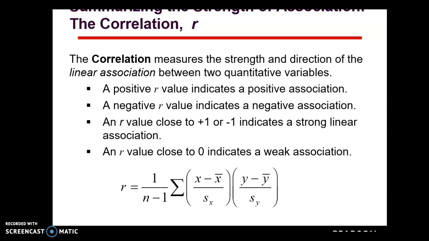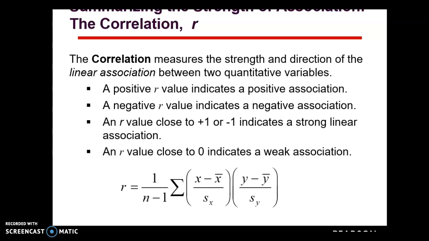So the correlation is how strong the association is. Now, if it's a positive correlation, it's a positive association. If it's a negative correlation, it's a negative association. Positive means when one happens, the other one happens also. So as one goes up, the other one goes up. As one goes down, the other one goes down. The negative association means the opposite. As one goes up, the other one goes down.